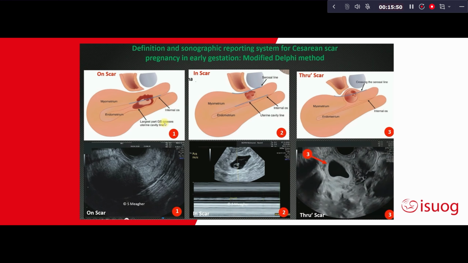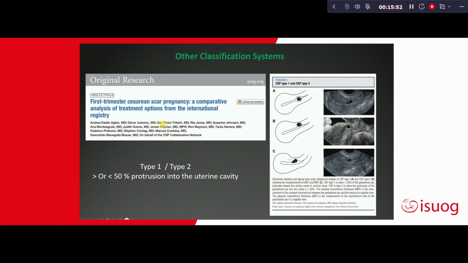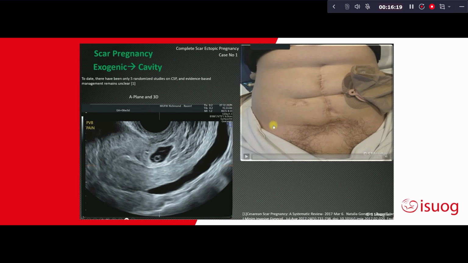There are different classification systems that have been recently published, which Ilan will maybe talk about, another type of classification, type 1 and type 2, depending on whether there's less or greater than 50% protrusion into the uterine cavity. And this article is very well worthwhile a read, with many co-authors, including Davor Djokovic, with a large series of scar ectopic pregnancies. This is beyond the scope of my talk today. I will, however, go through examples of it.